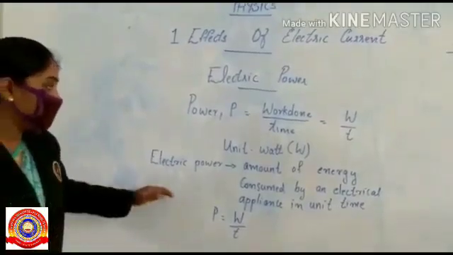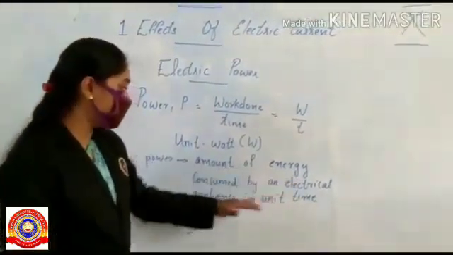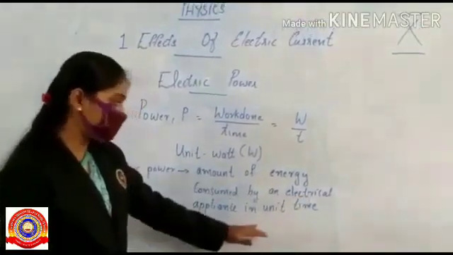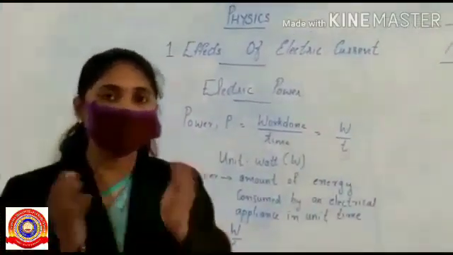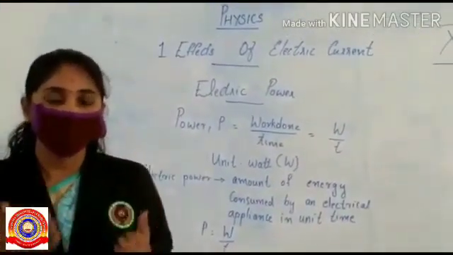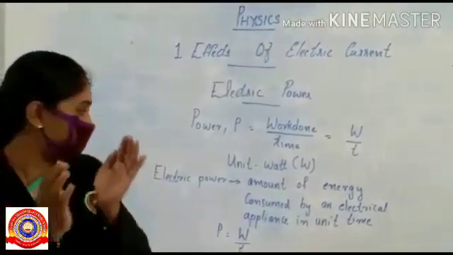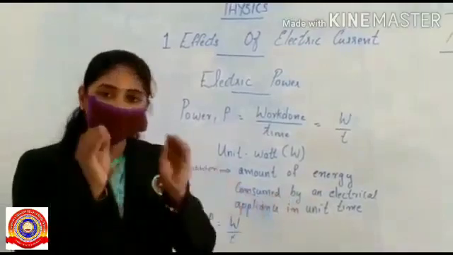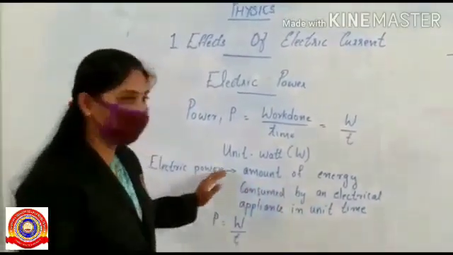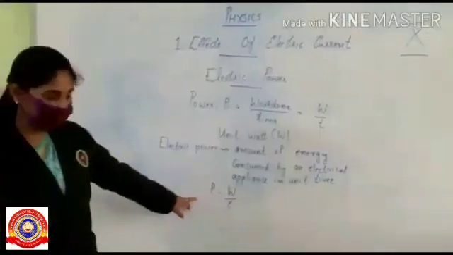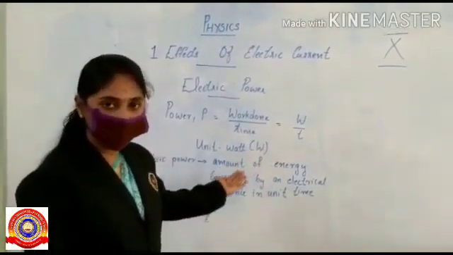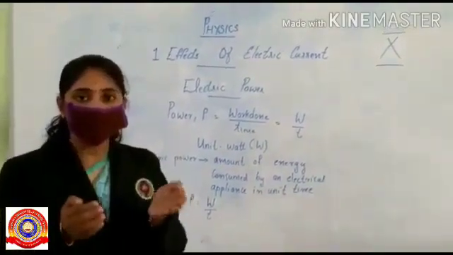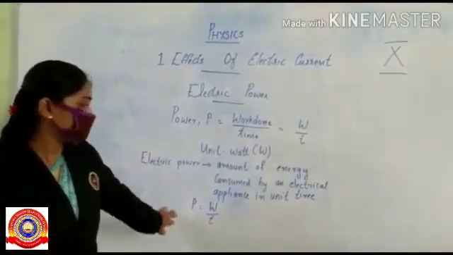The amount of energy consumed by an electrical appliance in unit time is electric power. Electrical appliance means any electric appliance like oven, bulb, heater, etc. The amount of energy used by these appliances in a given unit time, 1 hour, 5 minutes, etc., is called electric power. The equation of electric power is the same as that of power, that is W by T, work done by time, and the unit is watt. Here work done is equal to the heat produced.